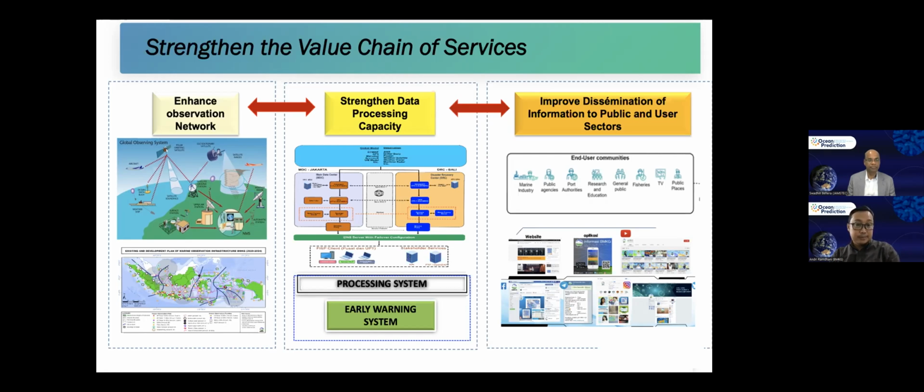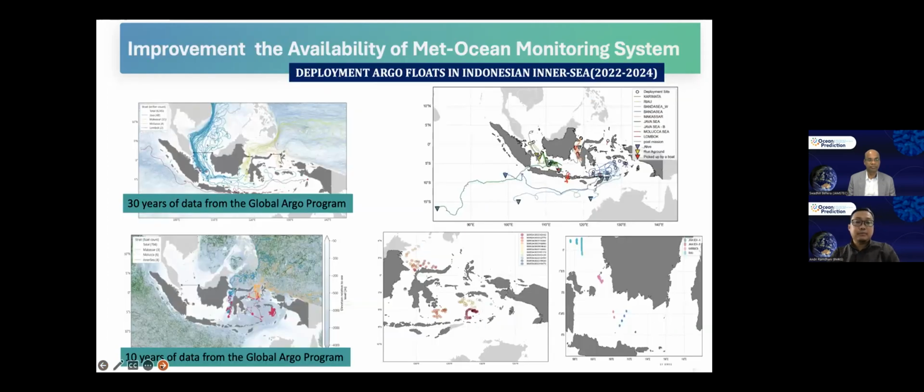So that's why in BMKG, in terms of how we can improve it, we start to enhance our observation network because right now, as you can see in the JCOMM report of the ocean observations, there is a serious lack of data, especially in the inner Indonesian seas. And of course, in the modeling aspect, we also need to improve our capacity, how to improve the model output. And in the dissemination, we need media that can deliver to the user, and the user can understand the message we deliver.